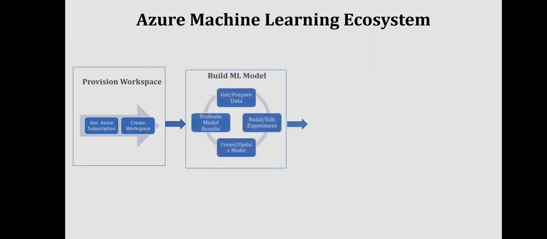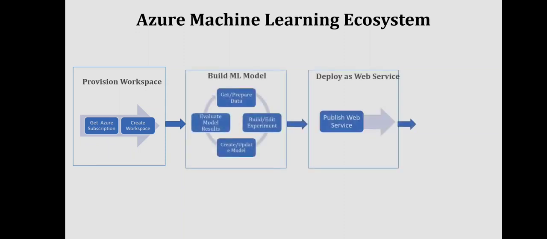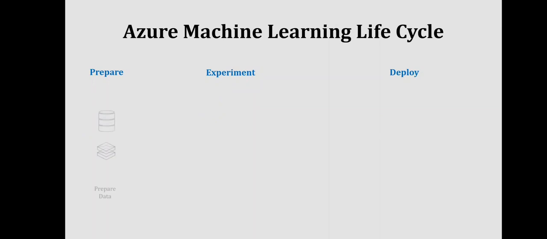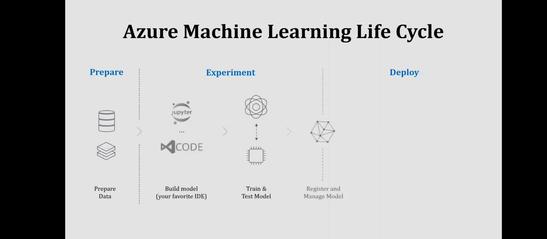This is the Azure machine learning ecosystem. You can see the animations here. There is a provision of workspace, then building the ML model. Building an ML model consists of preparing the data, building it, creating the model, then evaluating it. Once we develop it, we deploy it as a service for people to use.